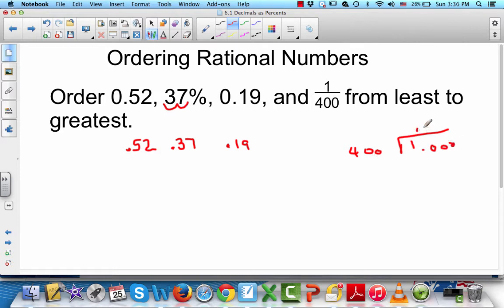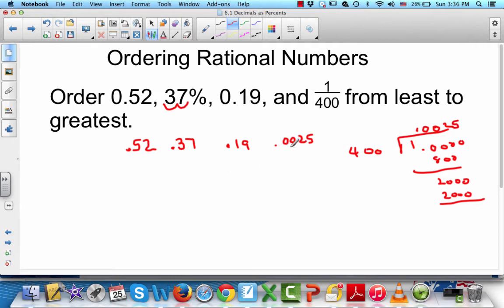400 doesn't go into 10. 400 does not go into 100. 400 does go into 1,000 2 times. That gives you 800 with 200 left over. Bring down a 0. And 400 goes into 200 5 times. That gives us 2,000. So we've got 0.0025.